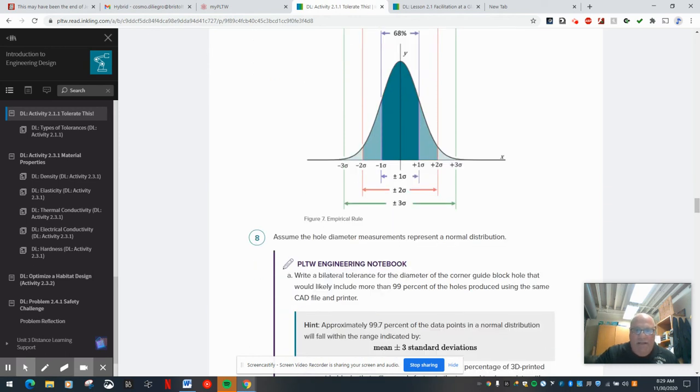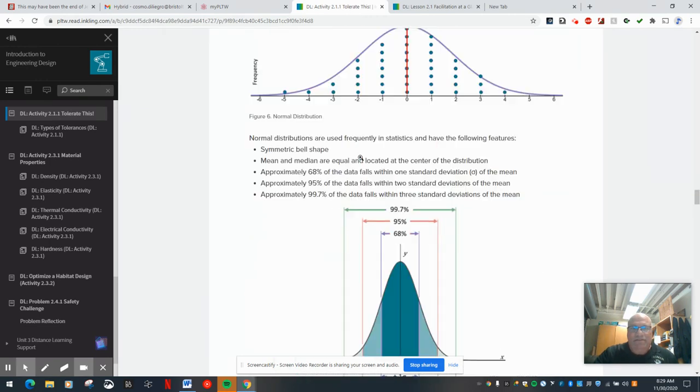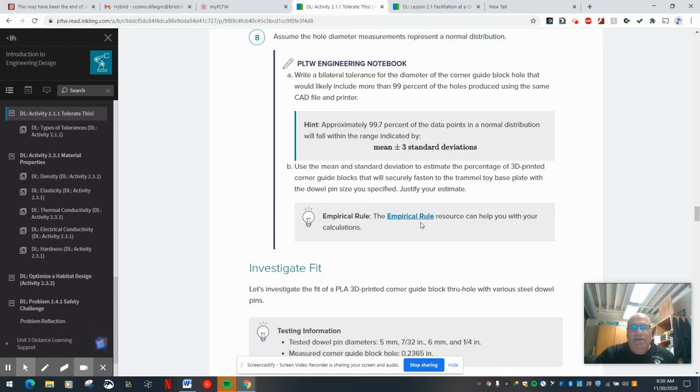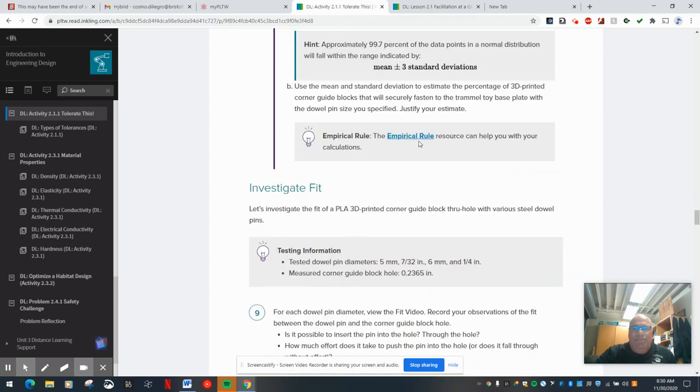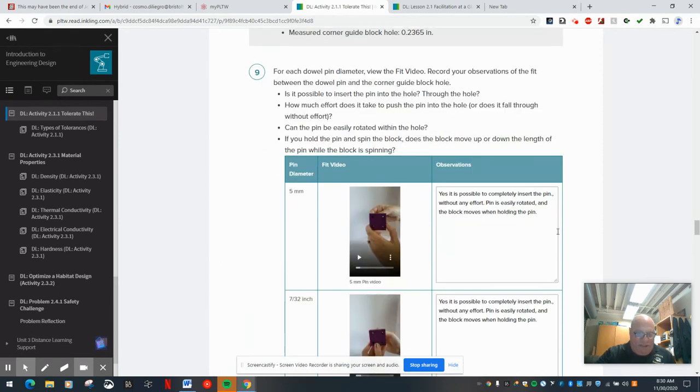This is for 8, I'm sorry. 8 was here. So I told you how to get that. It's 0.2364 plus or minus 3 standard deviations, times the standard deviation that we got. And then you'll just explain the empirical rule. You don't have to go into heavy duty depth.